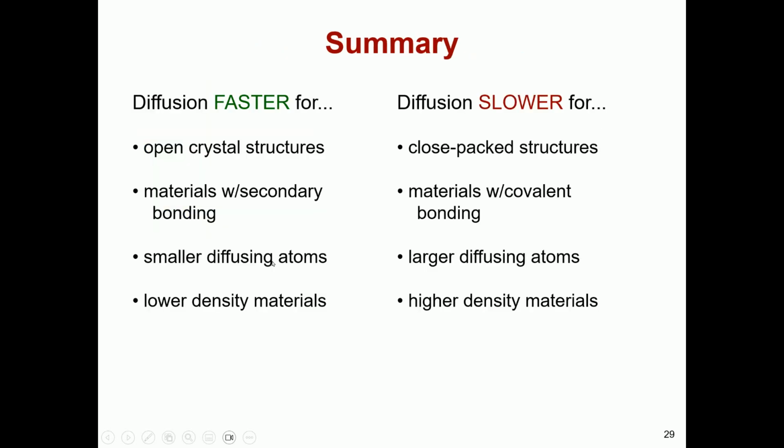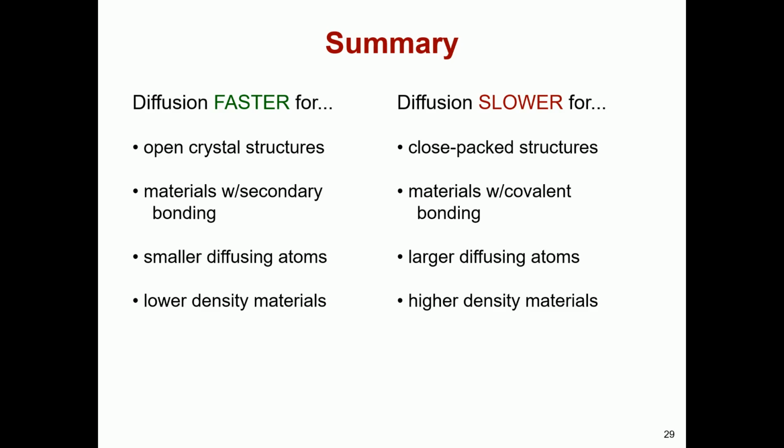Anyway, last is a summary. Let me summarize the factors affecting the diffusion rate. Diffusion is fastest for, for example, open crystal structures, because they have more space for atomic movement. Materials with secondary bonding, weak bonding, are easier to break. Smaller diffusing atoms fit through the interstitial spaces easily. Lower density material also shows more free volume available.